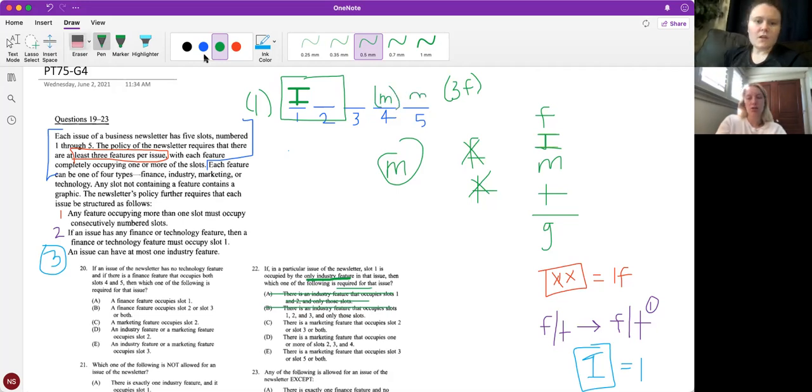Oh, okay. Gotcha. But I was wondering, did it say that? Oh, yeah, it could. It has to occupy consecutive slots. It doesn't tell us like at most 2. So yeah, it could be 3.